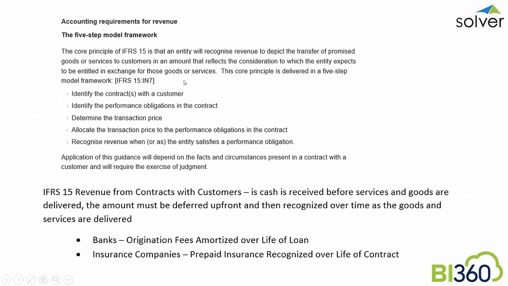All right, now let's talk about IFRS 15, a bunch of different steps. But essentially, IFRS 15 simply says revenue from contracts with customers. If you got cash before you delivered the services or goods, the amount of that cash just needs to be deferred until you can recognize that income over time. Once again, let's use our bank example. We're all familiar with origination fees. I get that mortgage loan and they want to charge me $1,000 for an origination fee on that mortgage loan. What the banks need to do is take that origination fee and technically amortize it over the life of the loan. Insurance companies, exact same thing.